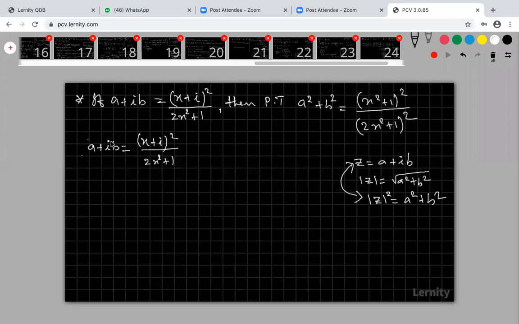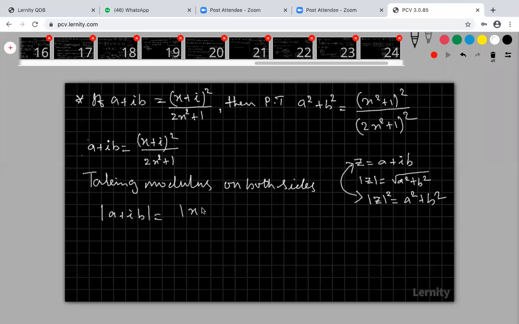So I am going to find the magnitude, that is modulus. Taking modulus on both sides. Modulus is nothing but the length of the complex number, the distance between the origin and the complex number in our complex plane. Okay, taking modulus on both sides, so modulus of a plus ib.